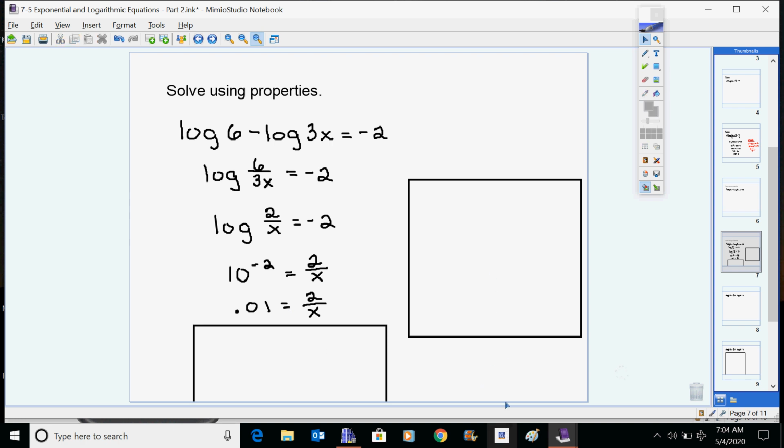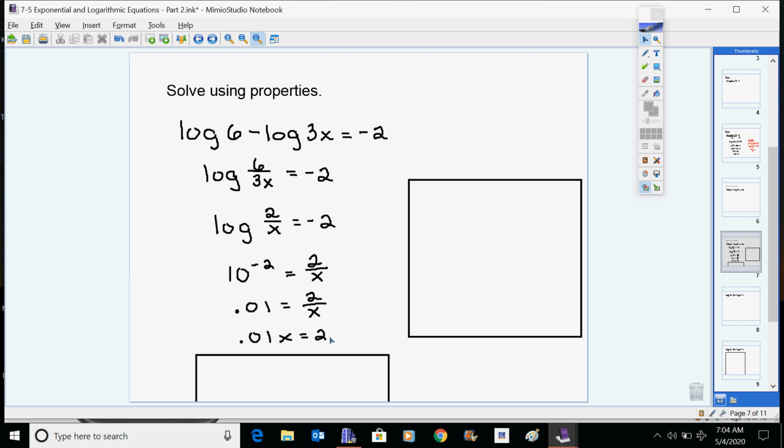Which, if you don't remember, you can either use a calculator or you can do 1 over 100. That's also the same thing. 1 over 100 is going to give you the opportunity to cross multiply and solve just as easily. This x in the denominator, make sure you bring it up by multiplying by both sides.